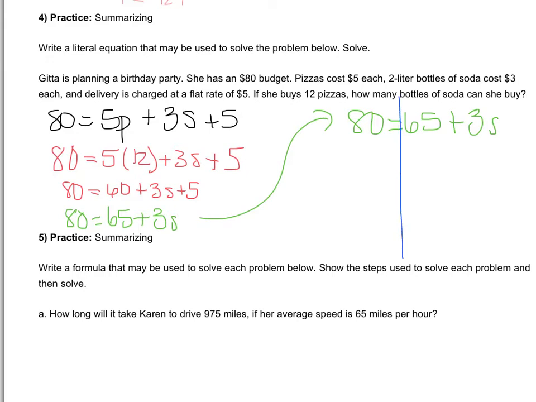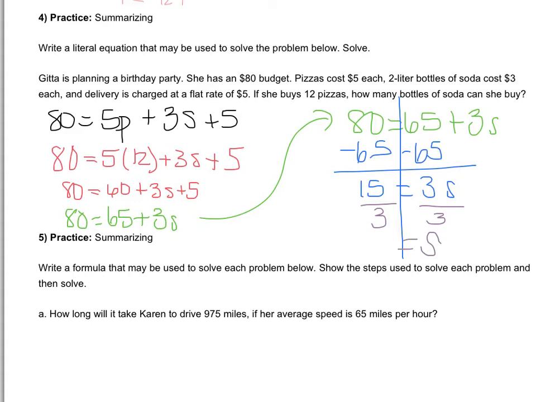So that means I want my s's on one side, my numbers on the other. So I'm going to subtract 65 from both sides. 80 minus 65 is 15, and that equals 3s. And I need to get s completely alone, so in order to do that, I'm going to have to divide both sides by 3. So that tells me that s equals 5. So if Geeta bought 12 pizzas, then she could also buy 5 2-liter bottles of soda.